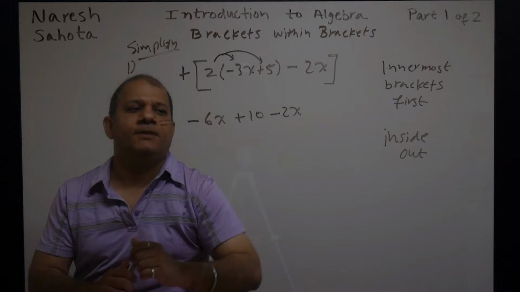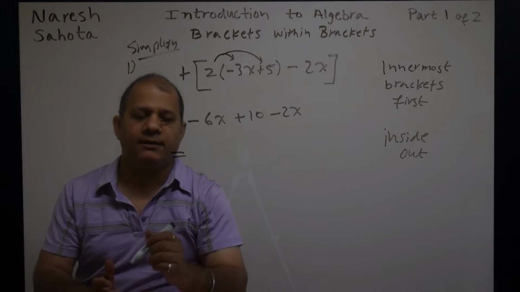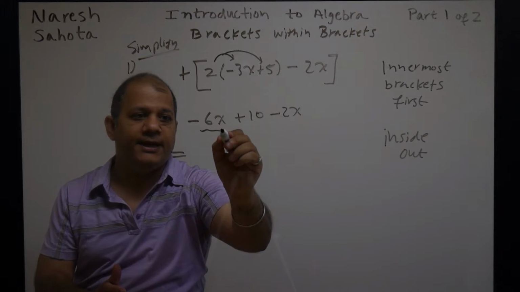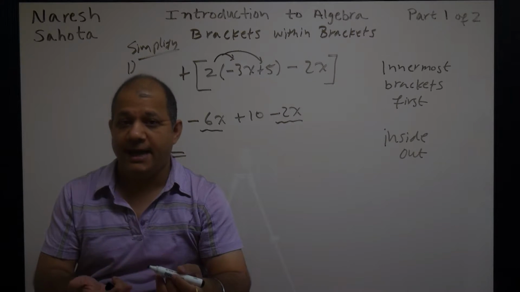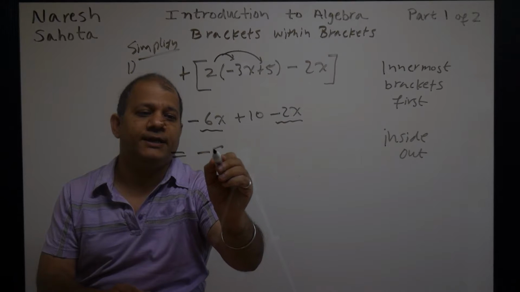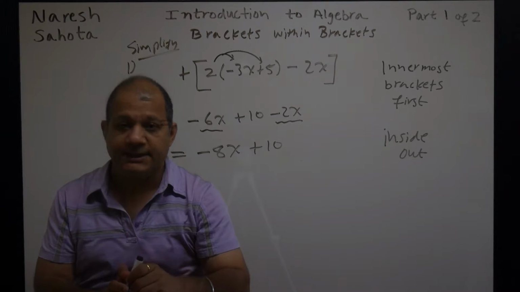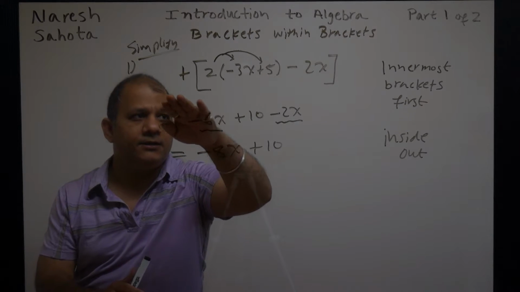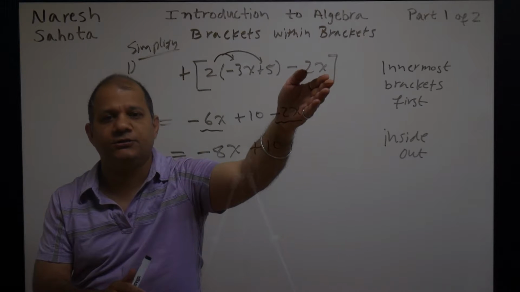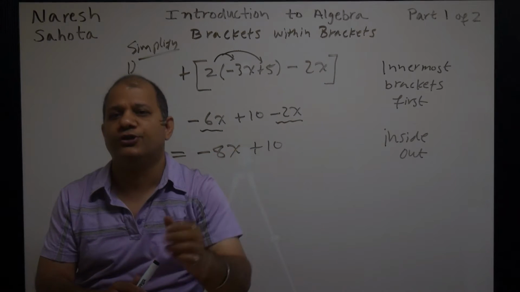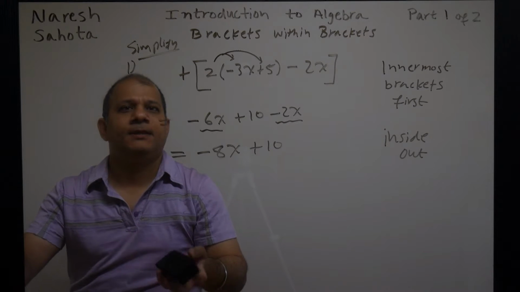Point noted. So now we have removed brackets, and now we collect like terms. We have an x term, another x term, negative 6 and negative 2. They add to give us negative 8, so negative 8x. And then the constant term, plus 10, stays as is. So this lengthy question basically reduces down to 2 terms. So we've simplified it.